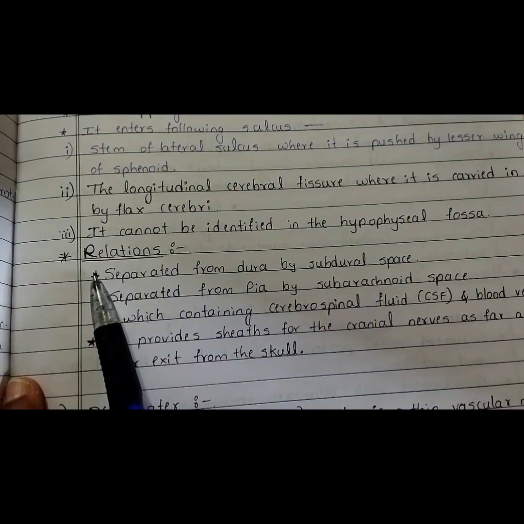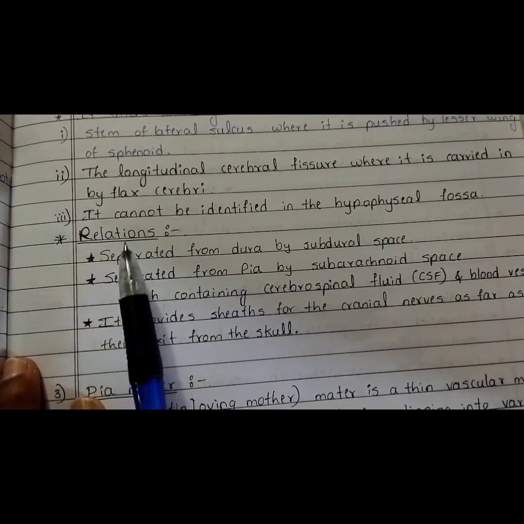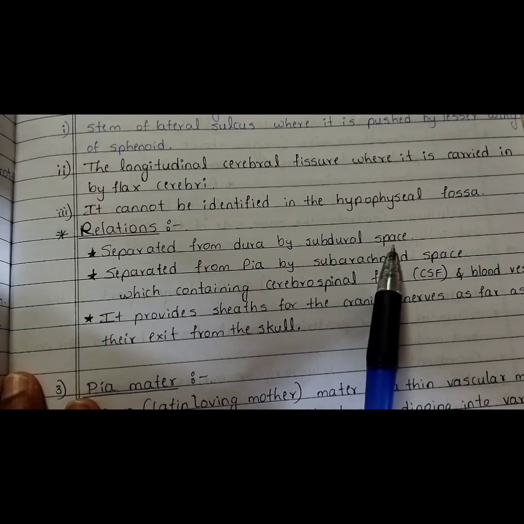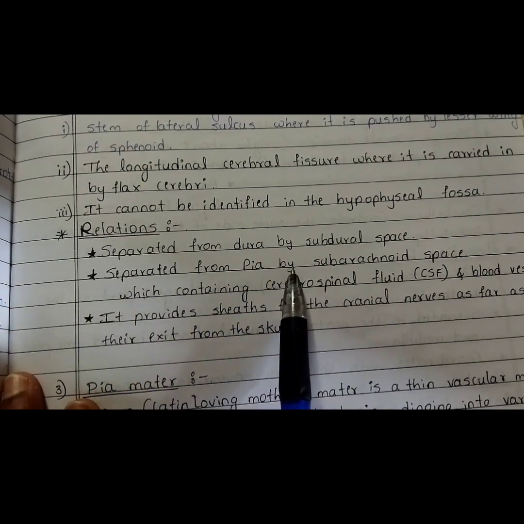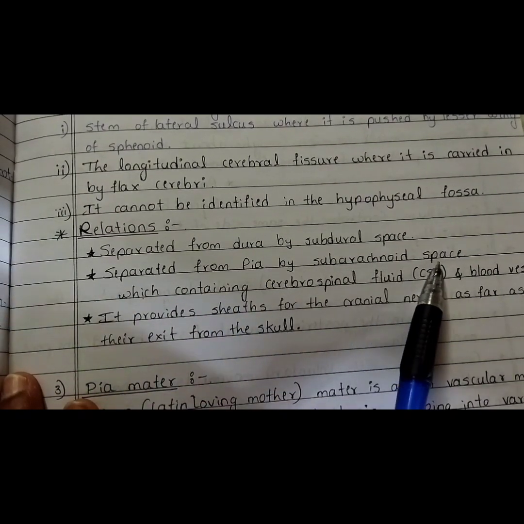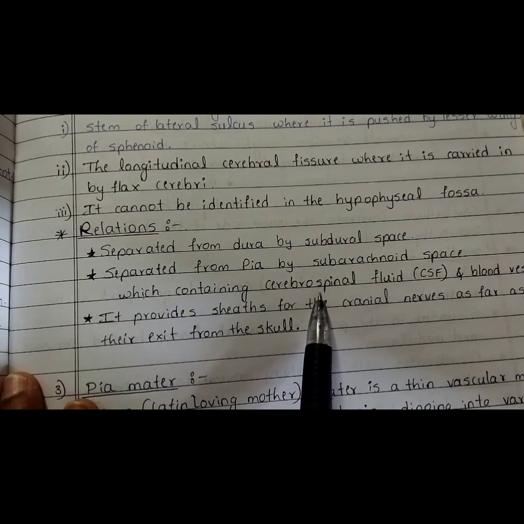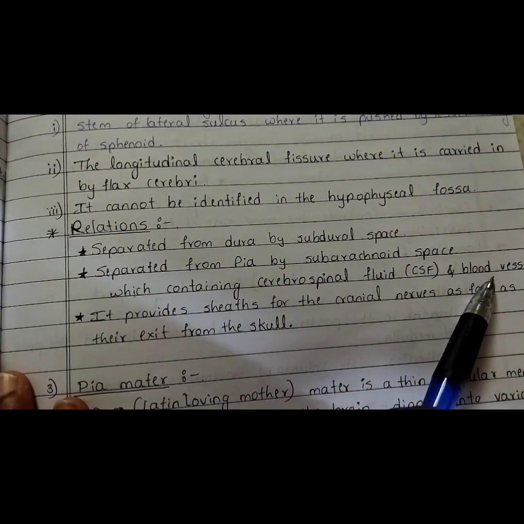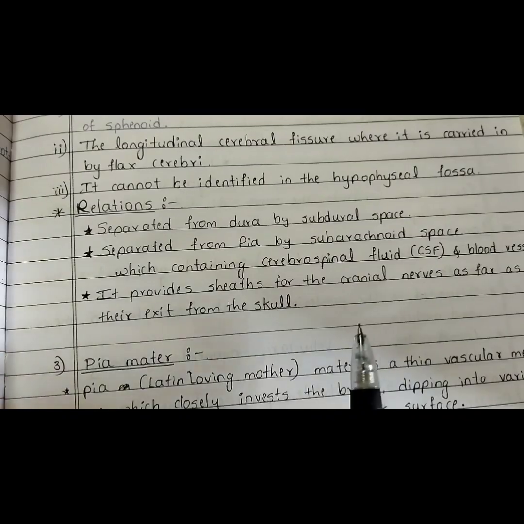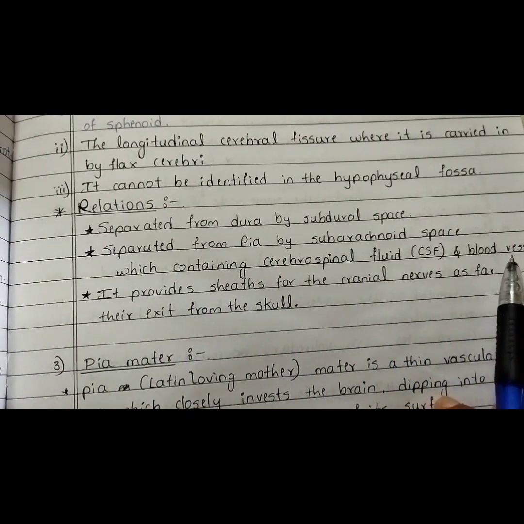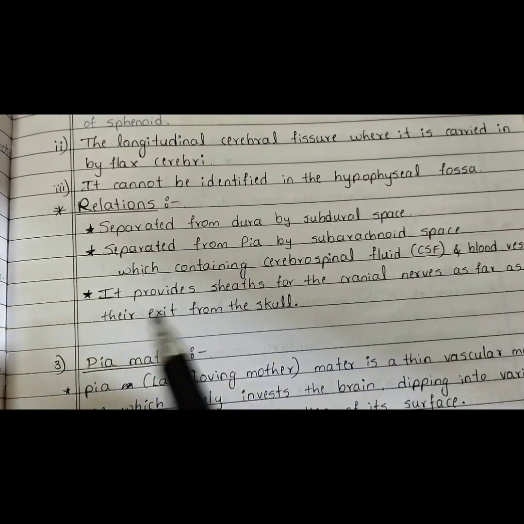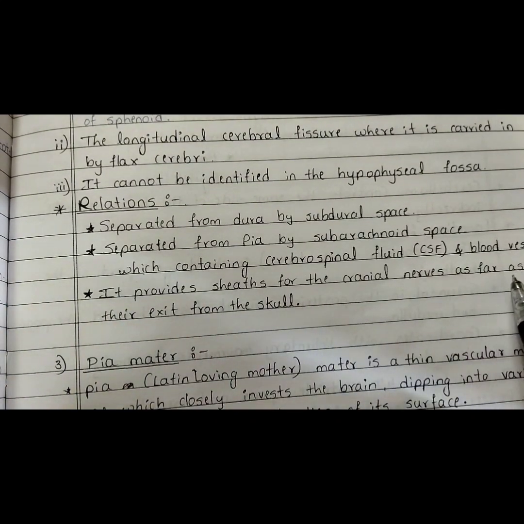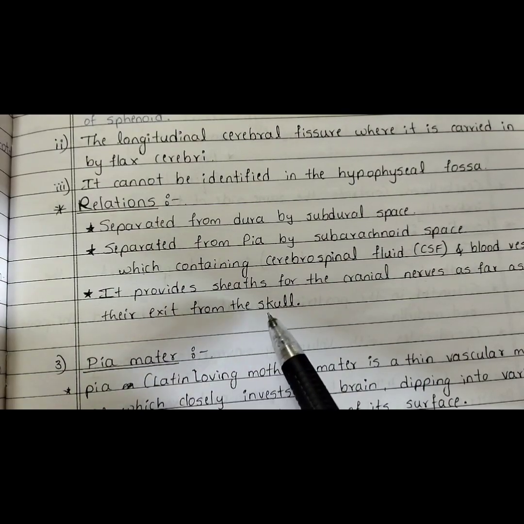Then the relations of the arachnoid mater are more important. First one, it is separated from the dura mater by the subdural space and it is separated from the pia mater by the subarachnoid space, which contains the cerebrospinal fluid and the blood vessels. These blood vessels are nothing but the circle of Willis. I have already made a video on the circle of Willis. The link is given in the description box and you can watch it. Then third point, it provides a sheath for the cranial nerves as far as their exit from the skull.